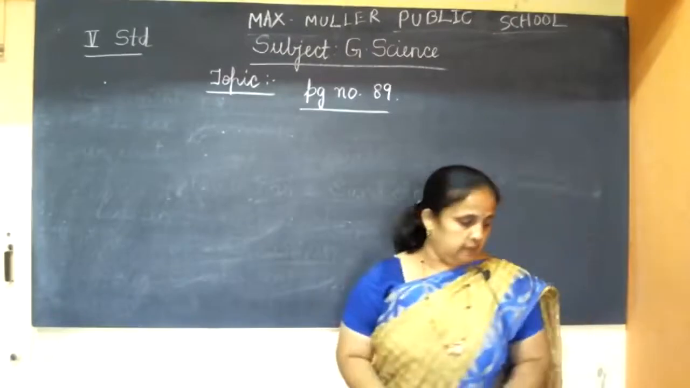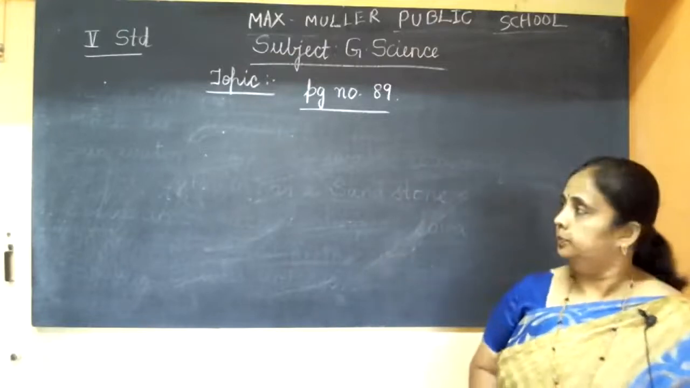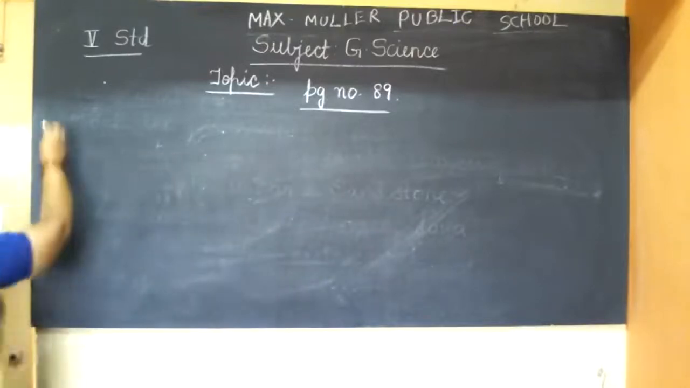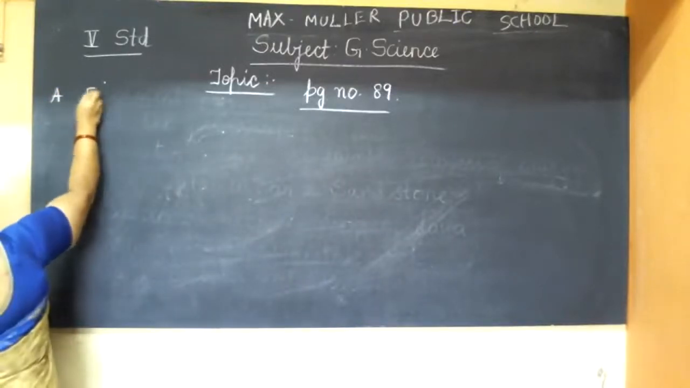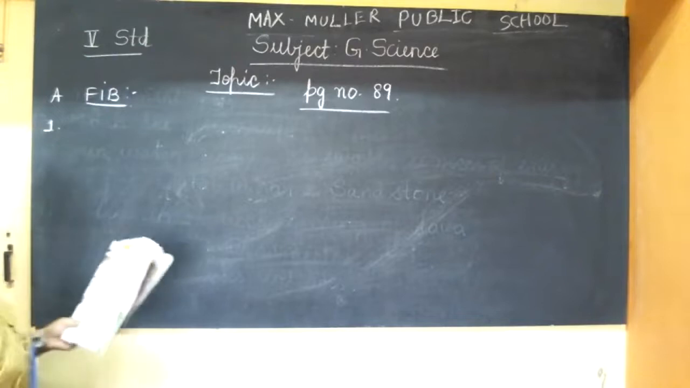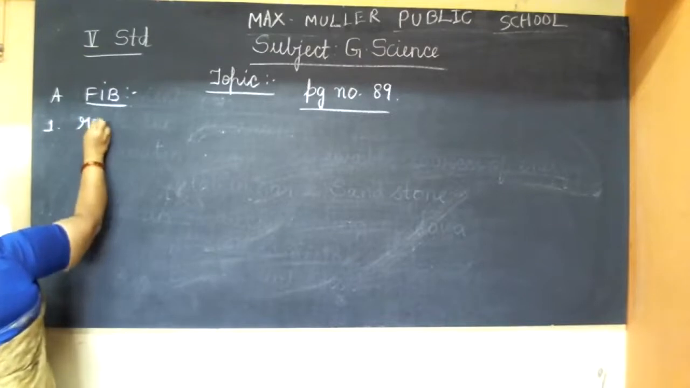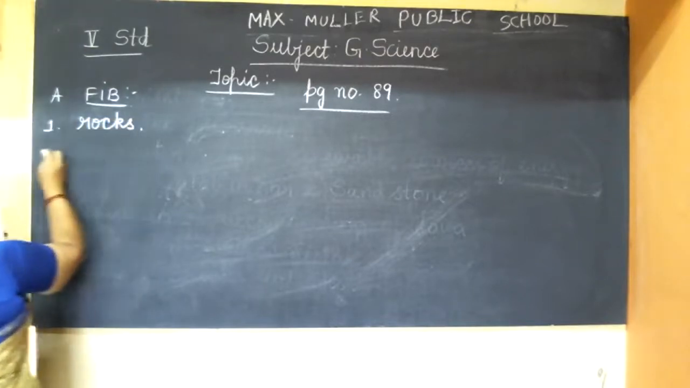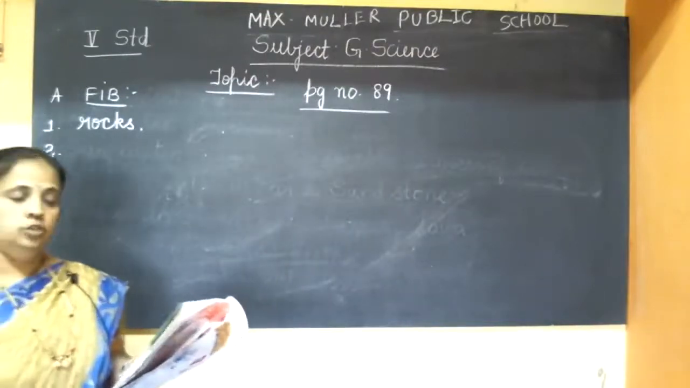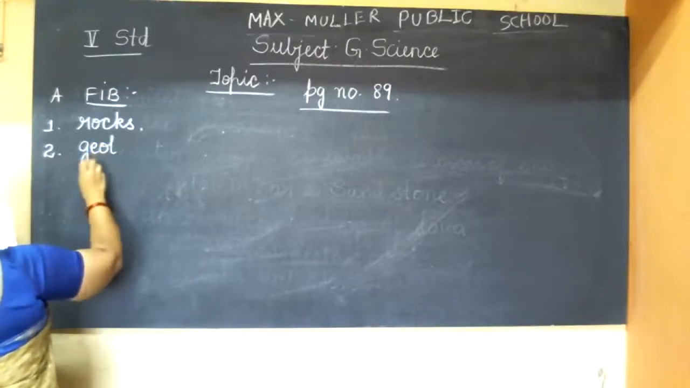Yes. Textbook exercise, page number 89. Shall we start? Take out your pencil also along with that. Yes. So we'll start with the first main, A main, fill in the blanks. It is page number 89. Fill in the blanks. First, the earth's surface soil is made up of, what is soil made up of? Rocks. Next, scientists who study rocks are called, what are they called? Geologists.